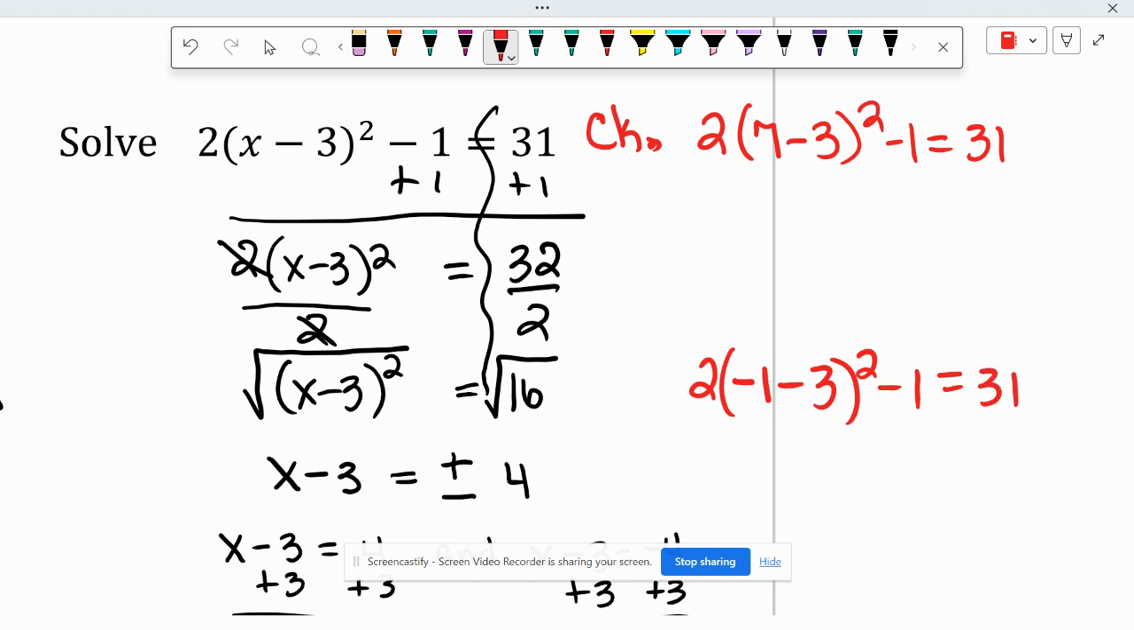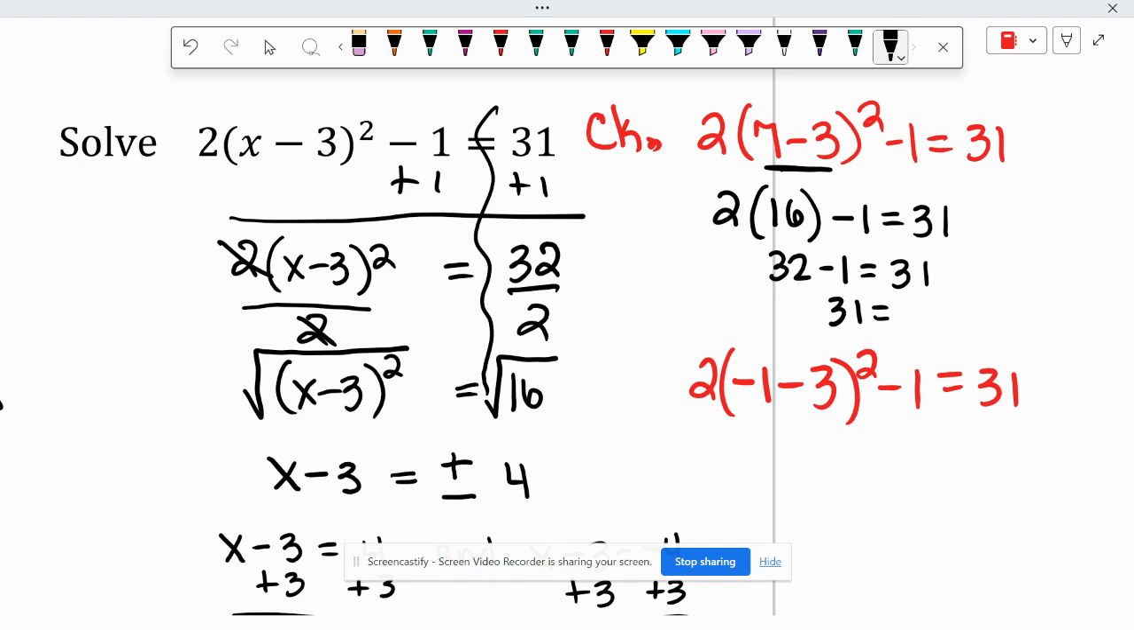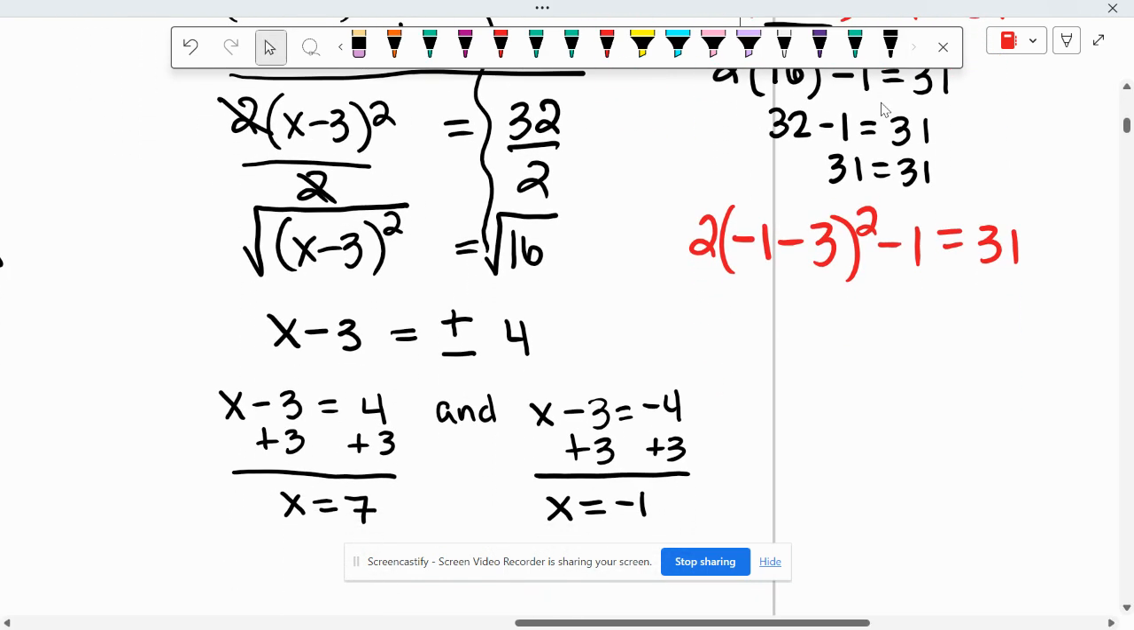So let's go to the first one. What is 7 minus 3? 4. What is 4 squared? 16. So I have 2 times 16 minus 1 equals 31. What is 2 times 16? 32. What's 32 minus 1? So 31 equals 31, right? So x equals 7 works. That's a good answer.